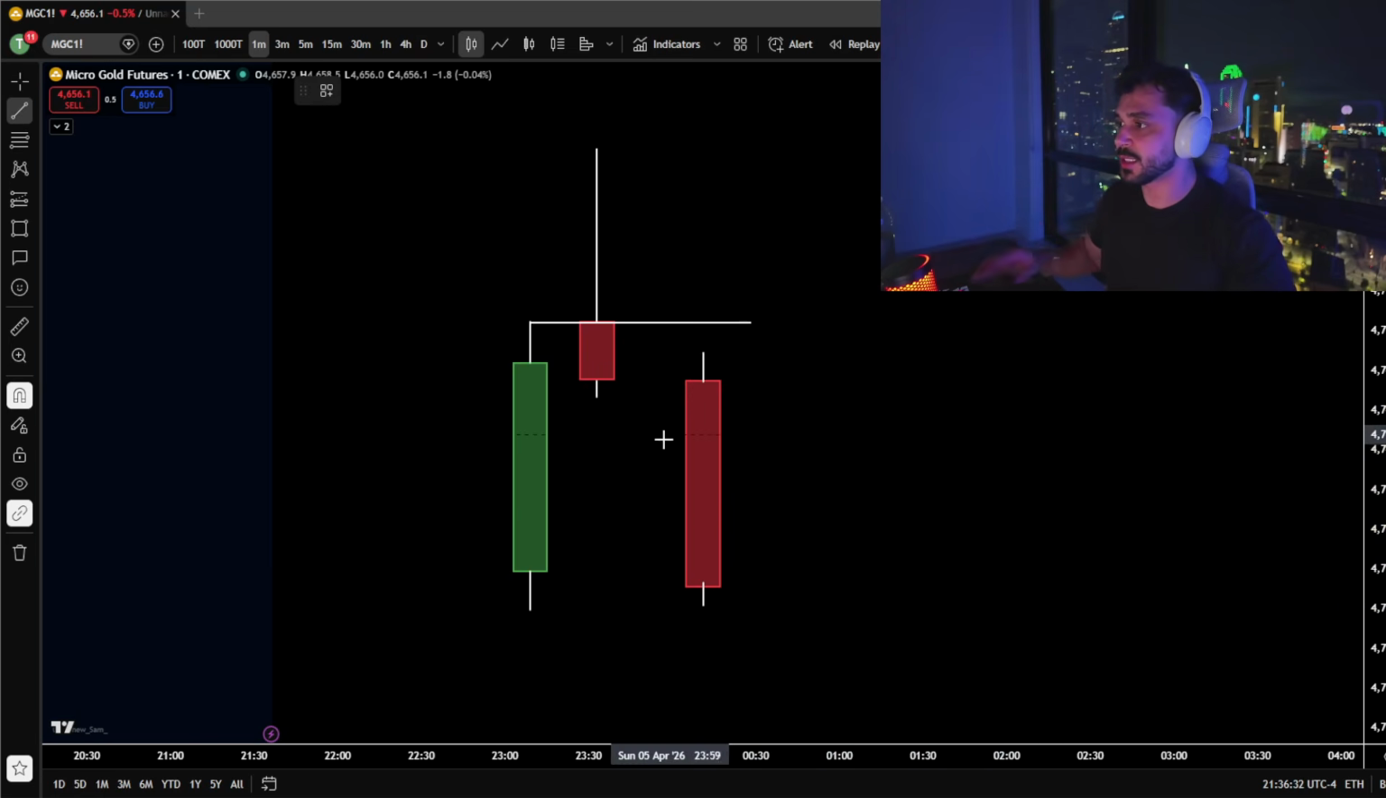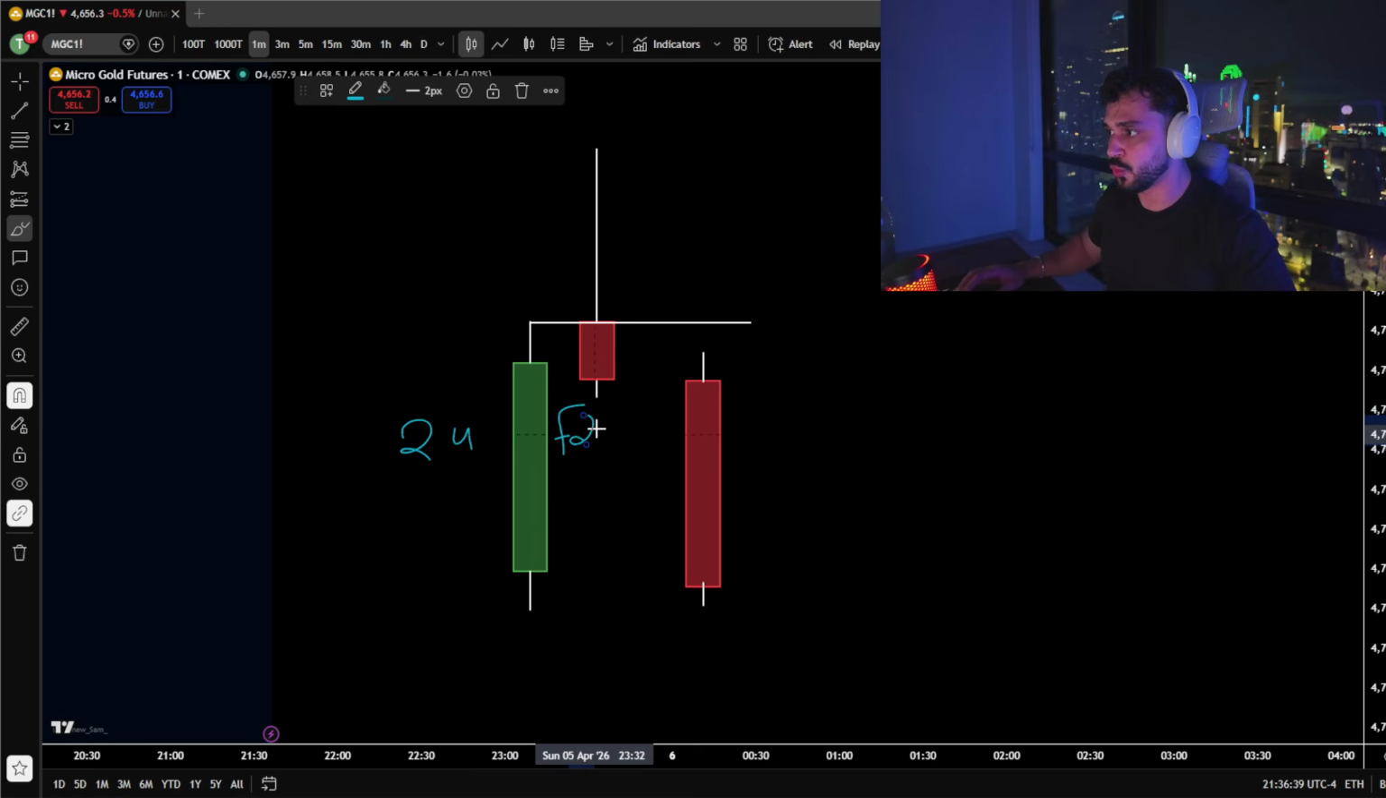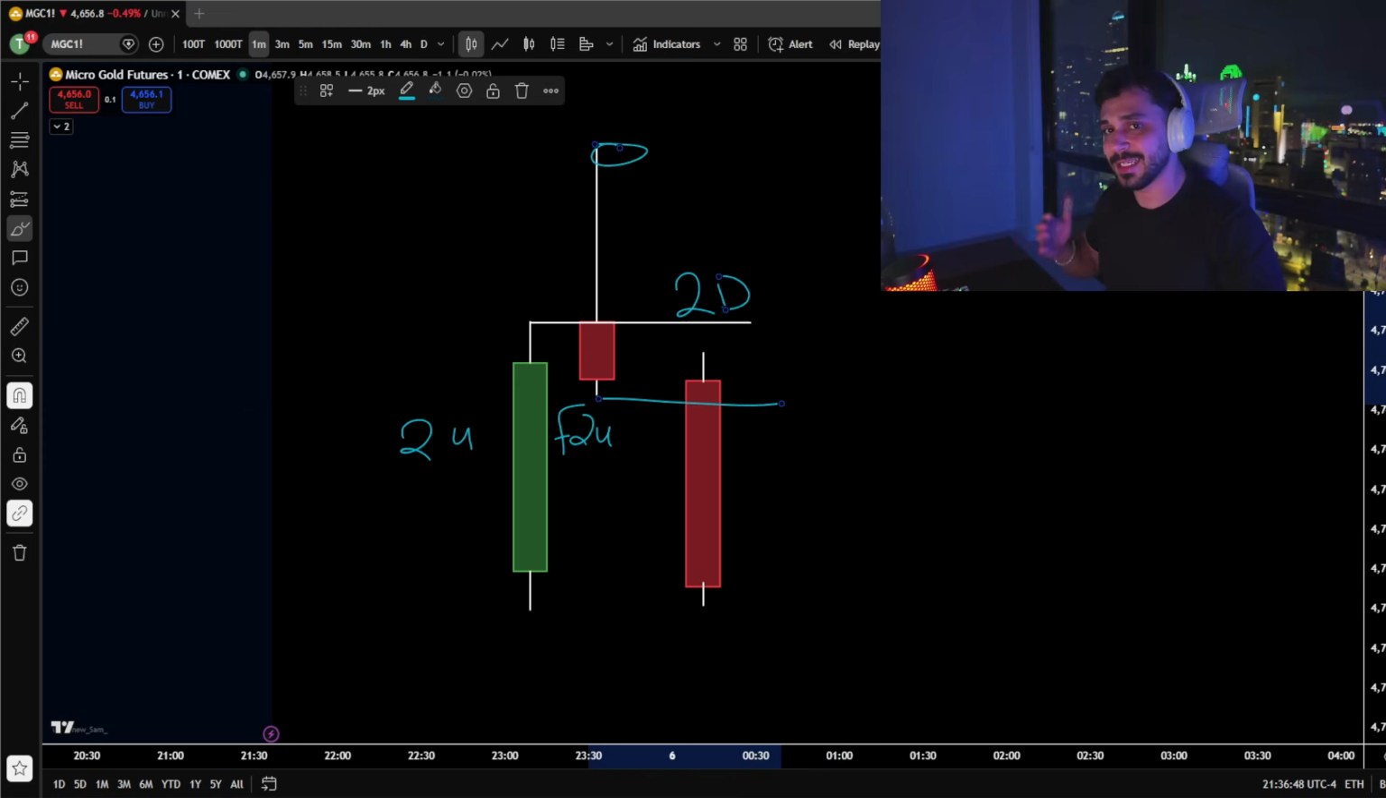But what this would tell us is that we have a 2-up right over here. So this is going to be called a 2-up, then a failed 2-up, so F2U. And then right after that, it's going to be a 2-down, which is a candle that breaks to the downside but does not break the previous candle's highs. That is in simple format.